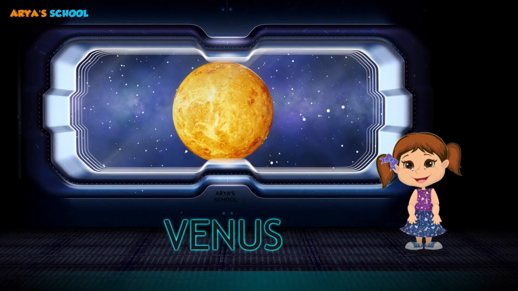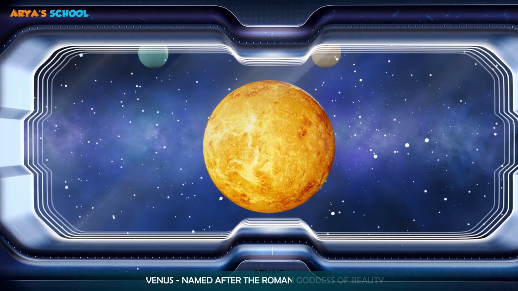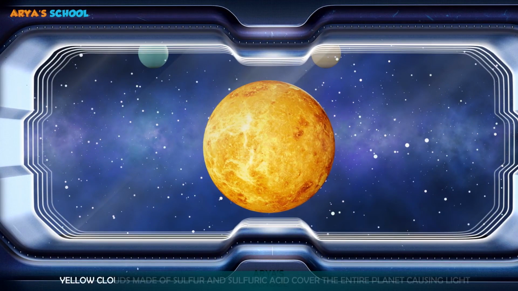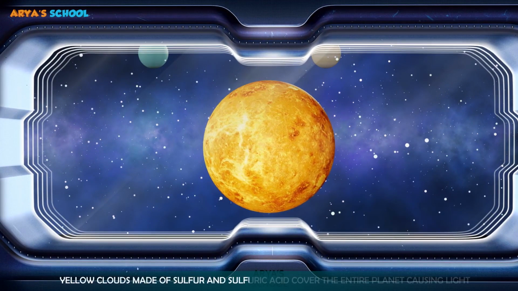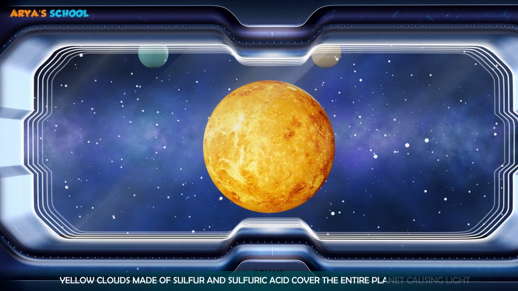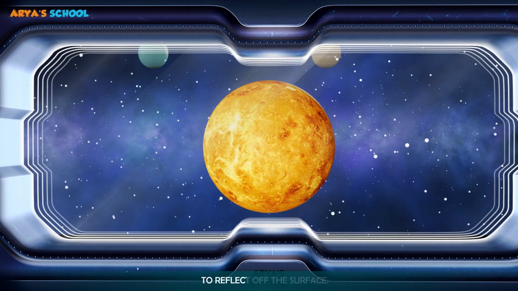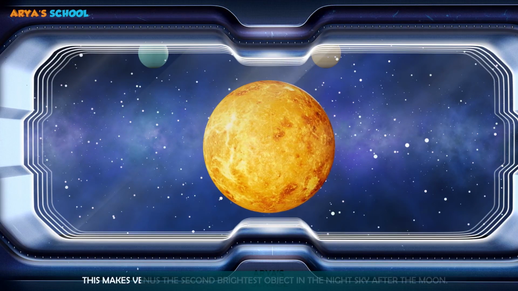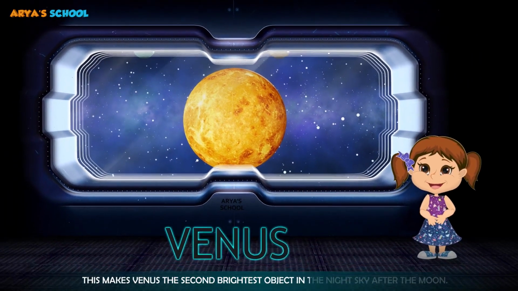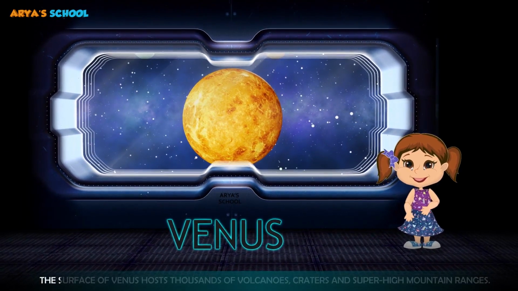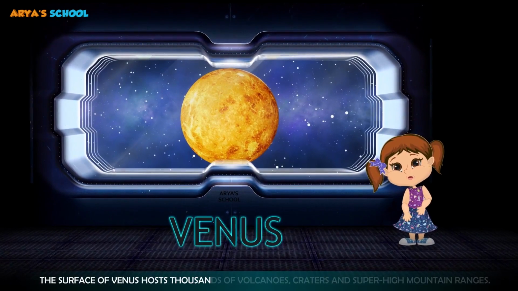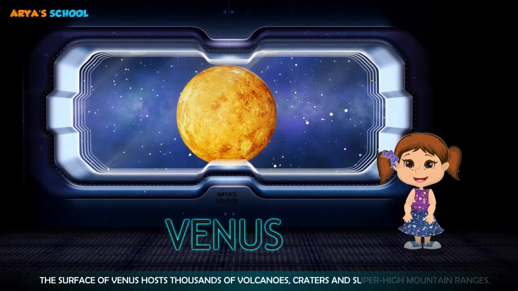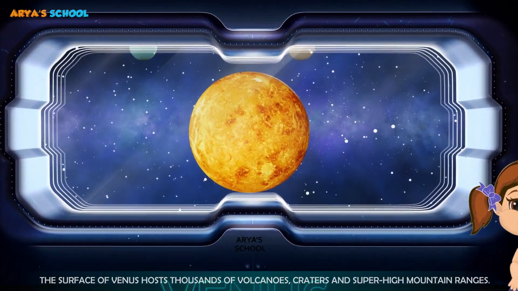Venus. Venus is named after the Roman goddess of beauty. Yellow clouds made of sulfur and sulfuric acid cover the entire planet, causing light to reflect off the surface. This makes Venus the second brightest object in the sky after the Moon. The surface of Venus hosts thousands of volcanoes, craters, super high mountain ranges.